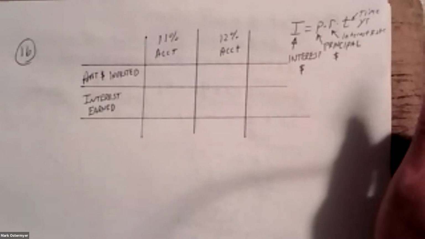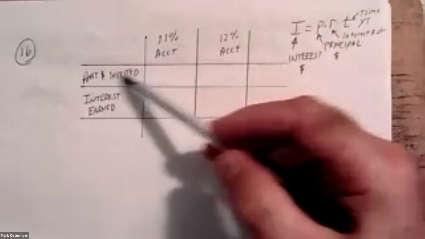All right, now, so we got our table here, the amount of money invested in each account, the interest earned from each account. And we're going to try to set up an equation. So we've got to go back and read this over again, ladies and gentlemen. Somebody have their hand raised? I see a hand raised.